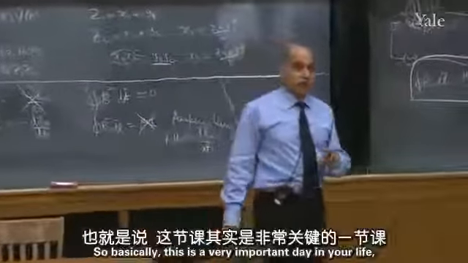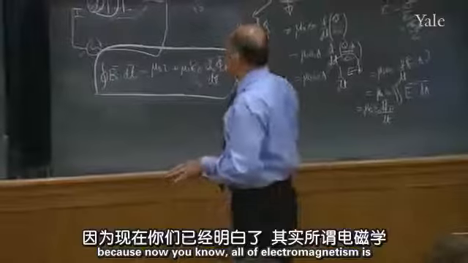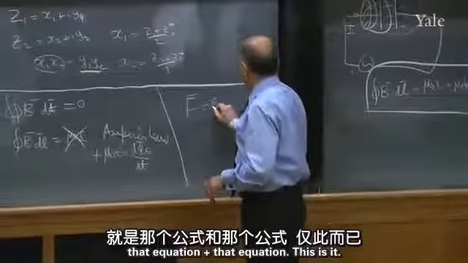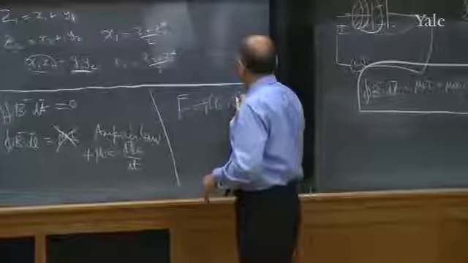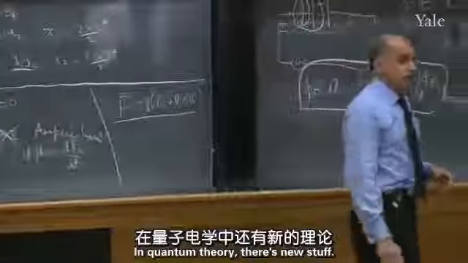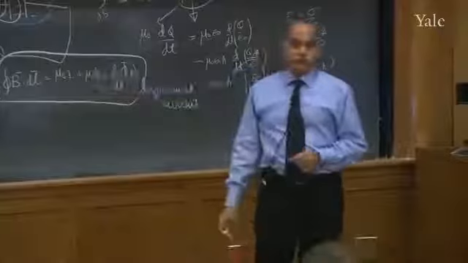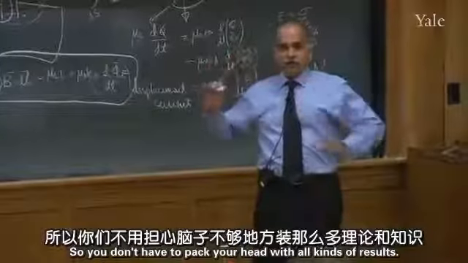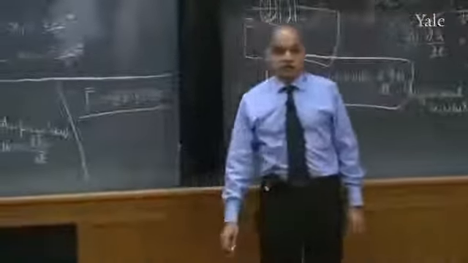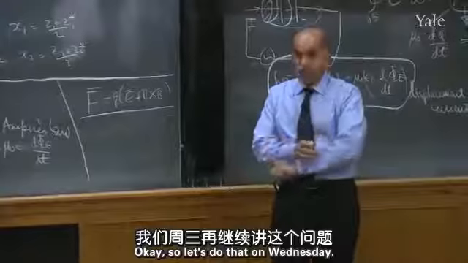So basically, this is a very important day in your life, because now you know all of electromagnetism is that equation plus that equation. This is it. There is no more stuff any of us knows, at least in classical theory. In quantum theory, there's new stuff. Classical electromagnetism is only that. So you don't have to pack your head with all kinds of results. You can derive everything from these. Okay, so let's do that on Wednesday.